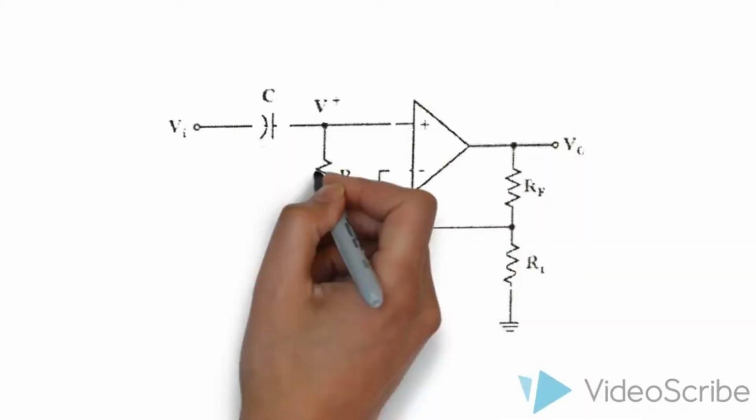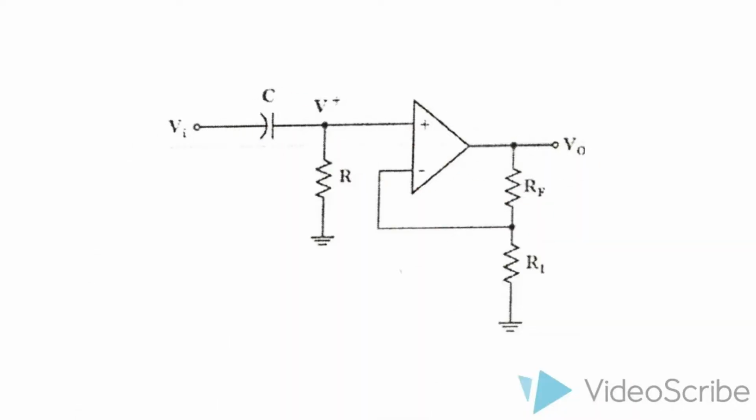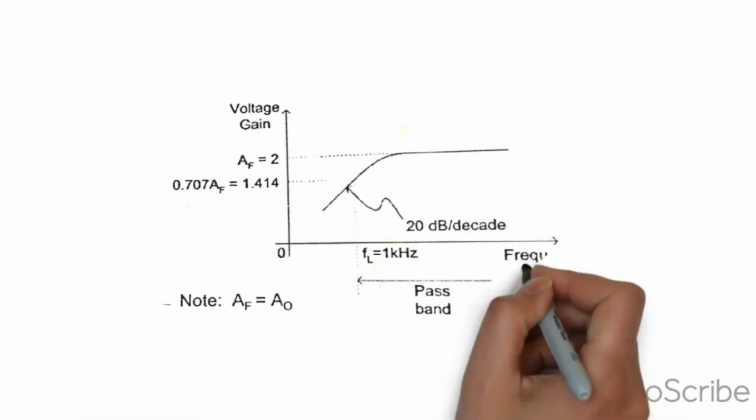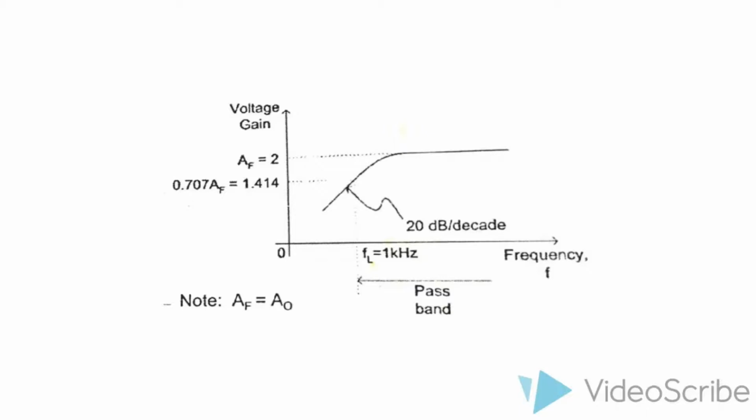This is the circuit of the first order high pass active filter. And this is the frequency response dot plot of the high pass active filter.